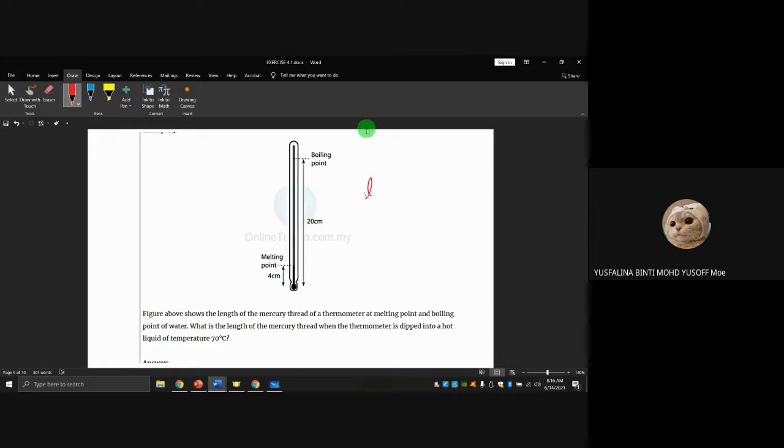Maybe you still cannot remember, so I just put it here first. Theta equals L theta minus L0, over L100 minus L0, times 100. Okay, after this we do a short quiz, okay? I will call one by one to answer the question.